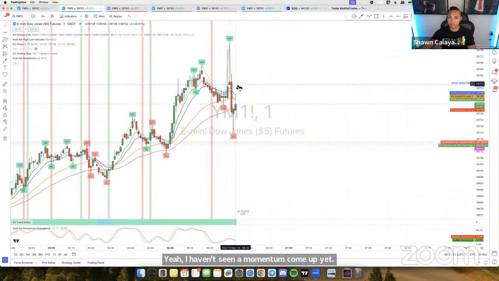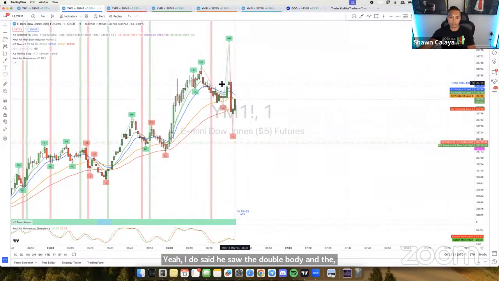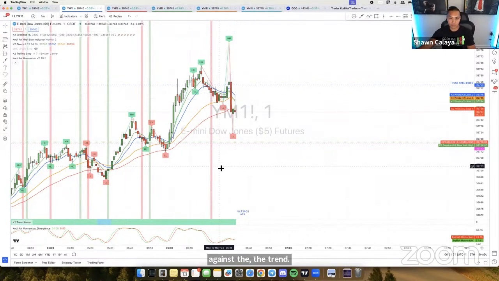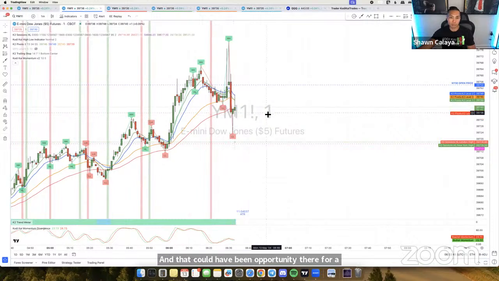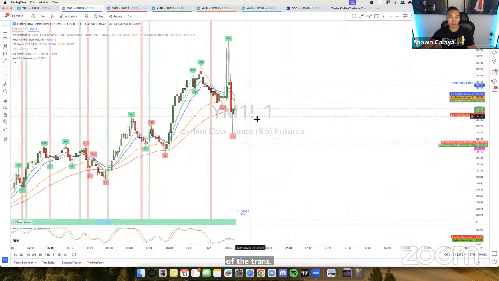Yeah, Madhu said he saw the double body and the divergence, but he skipped out on it because it was against the trend. Yeah, so there was a sell signal here. Divergence swung up and it swung back down. And that could have been an opportunity there for a momentum divergence, if you didn't care about the trend. For me personally, I still want to go in the direction of the trend, so I'll be looking for any possible opportunities in that direction.